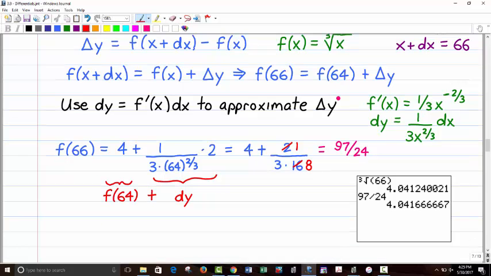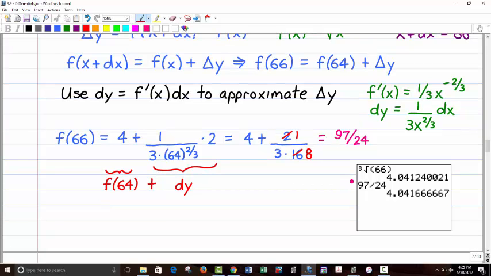But I want to jump down here to the answer. I was able to work this out because of using that 64. And this could have been done without a calculator, at least theoretically. Anyway, you can get an exact answer of 97 over 24. That's what it would be. And then, of course, I converted that to decimal.